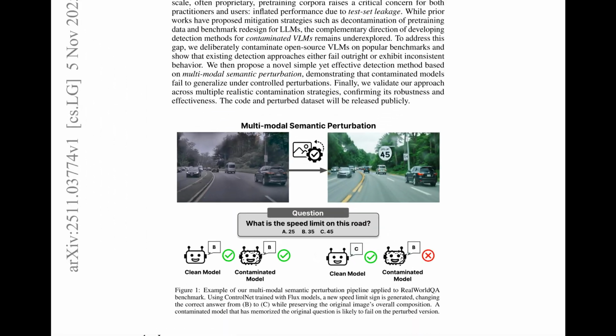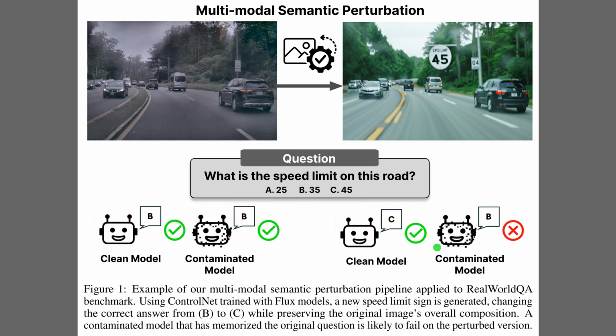Figure 1 illustrates a simple idea. A tiny, meaning changing edit, exposes whether a model memorized the test item. Semantic perturbation means altering the image so the correct answer flips, while the scene layout stays the same. Here, a new speed limit sign turns option B into option C. Clean models handle the change because they rely on reasoning, while contaminated models miss it, which signals memorization.